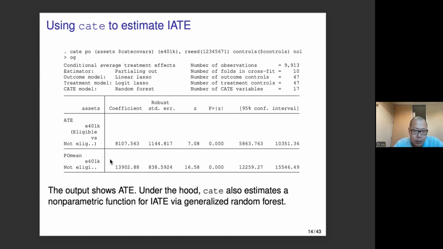However, this is just a summary of the ITE functions. Under the hood, cate also estimates the ITE functions by the generalized random forest. But remember, x has many different values, so we cannot put all the possible values of the ITE function into a table. That would be a huge table, which is not possible. So instead, we can first figure out a way to visualize these ITE functions.